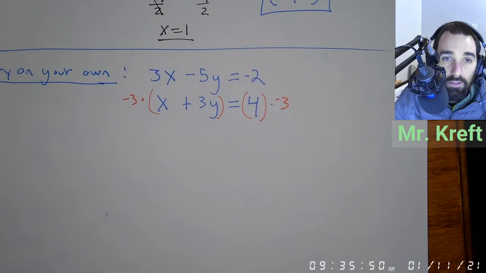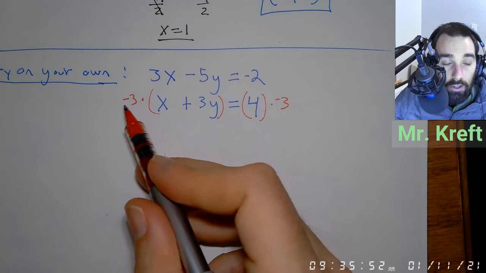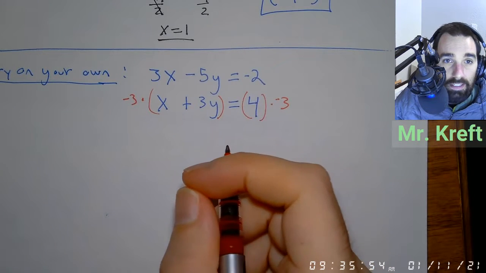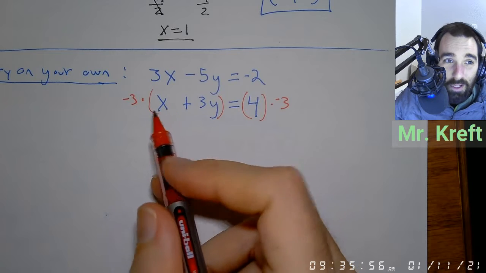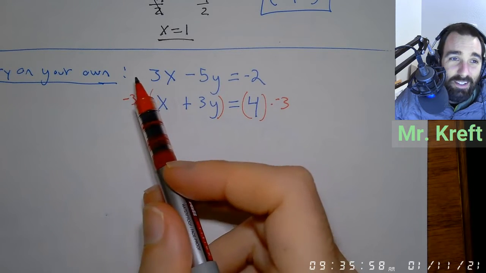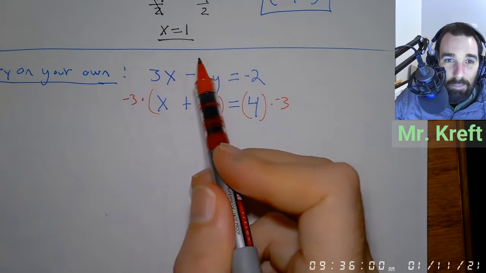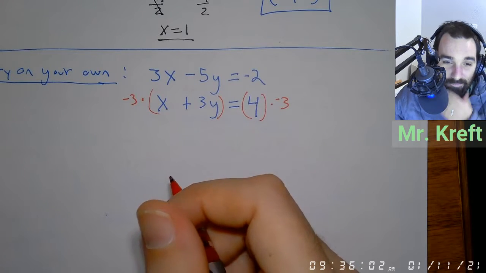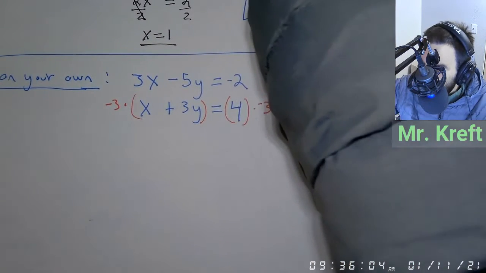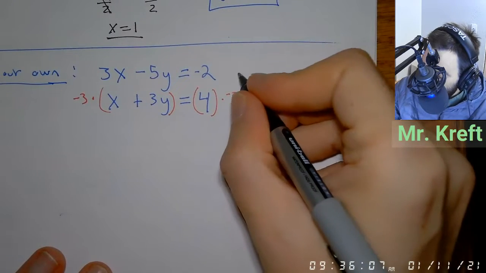Are you guys doing okay with this? Were you guys able to see that multiplying by negative 3 here is probably the easiest? The only other way would be to multiply the bottom by 5 and then the top by 3. Okay. So I'm going to end up with, let's take a look here.